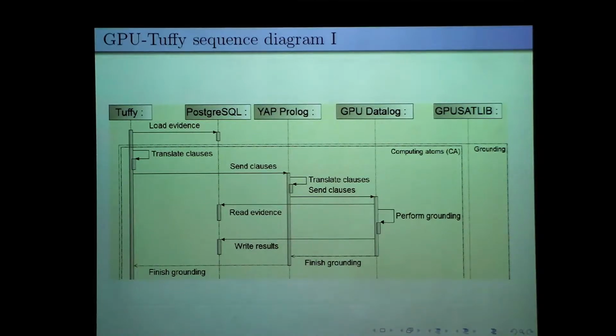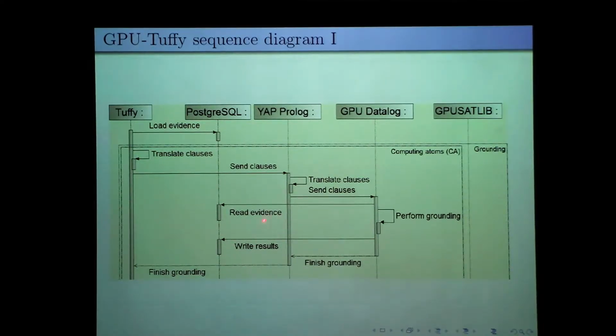Here it's easier to see this on the diagram. Toffee loads the evidence to Postgres, does the translation of clauses to Datalog, and sends the clauses to JAP Prolog, which further translates them into a numeric representation so that it can be understood on the GPU. And then GPU Datalog performs the grounding, reads the evidence from the database, performs the grounding, and writes the results back to the database.